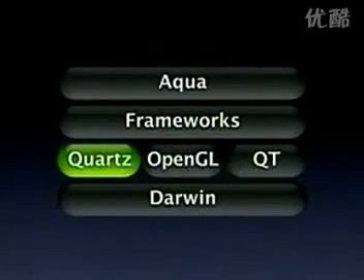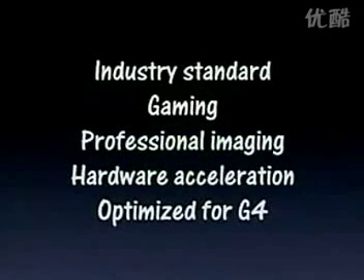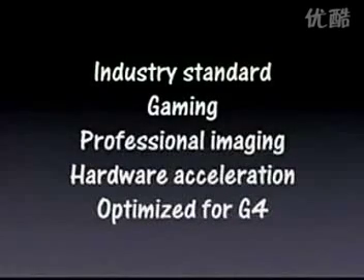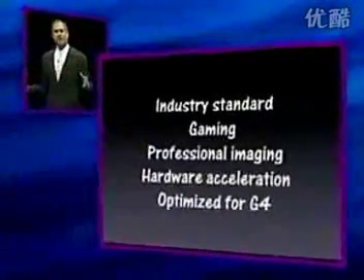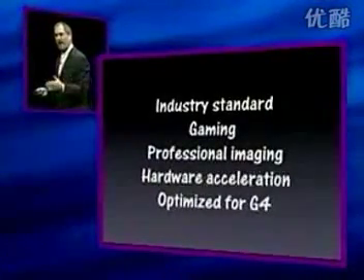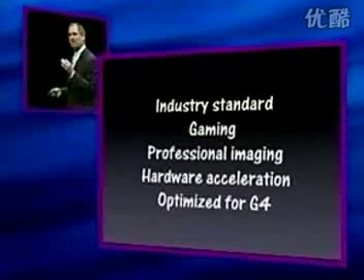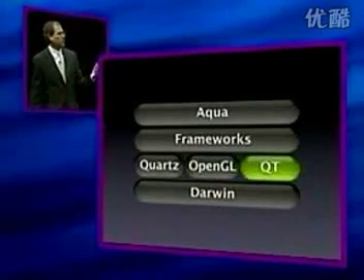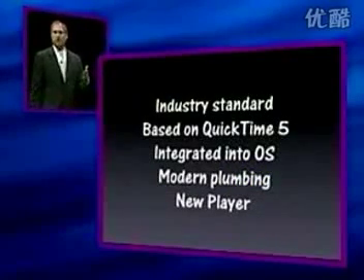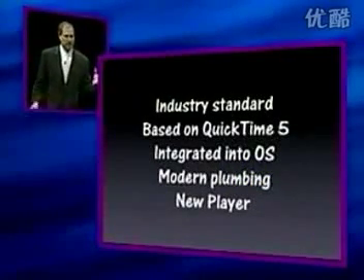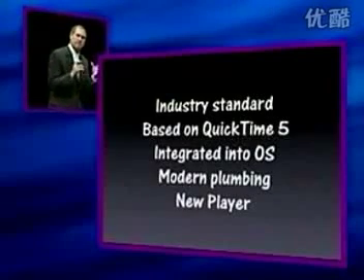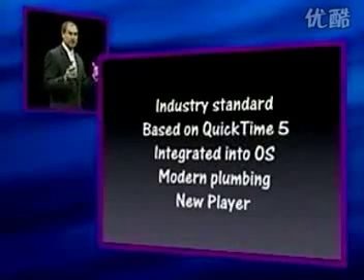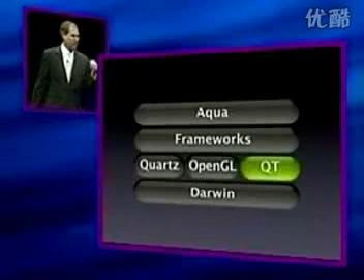And so that's Quartz. OpenGL. OpenGL is an industry standard 3D API for gaming and for high-end professional imaging. And we'll see some of that today as well. It takes full advantage of the hardware acceleration in the graphics chips, and it's also optimized to take advantage of the velocity engine in the G4. So that's OpenGL. And of course, QuickTime we all know, industry standard. It's based on QuickTime 5. It's integrated right into the OS, so it can take advantage of the better plumbing in Mac OS X. So that is our graphics layer.